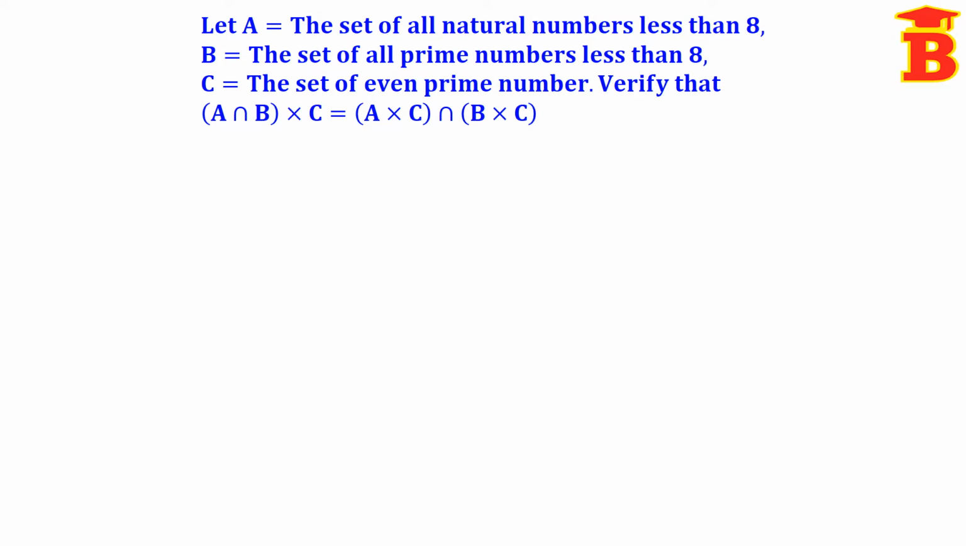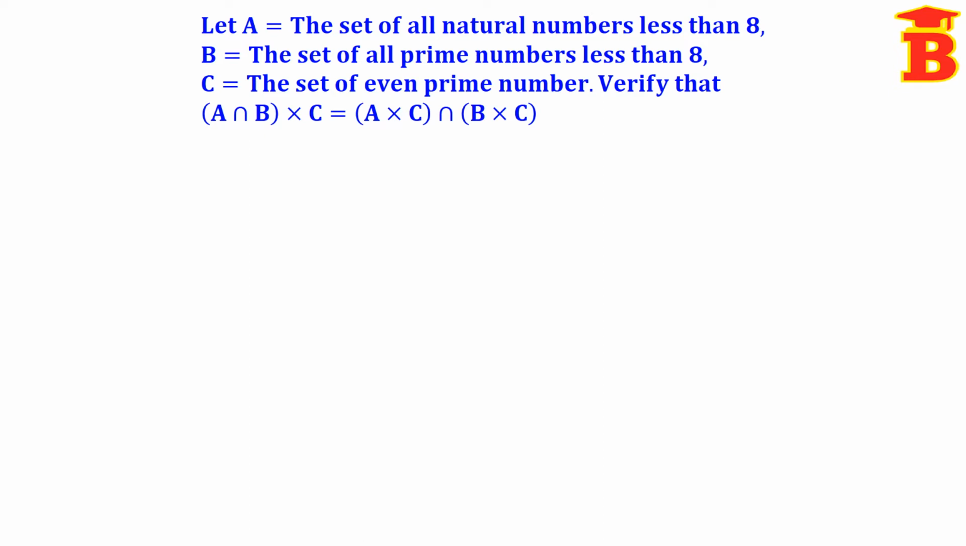Now let us see the problems. Let A equal the set of all natural numbers less than 8, B equal the set of all prime numbers less than 8, and C equal the set of even prime numbers. We have to verify the result: A intersection B cross C equals A cross C intersection B cross C.